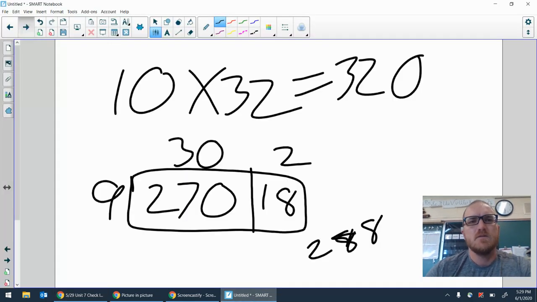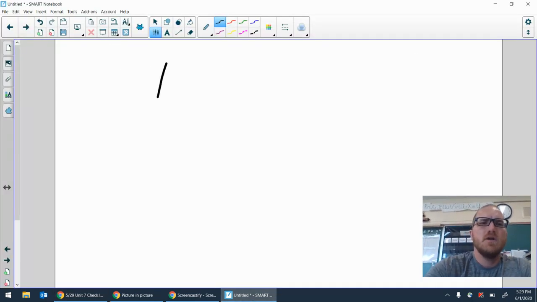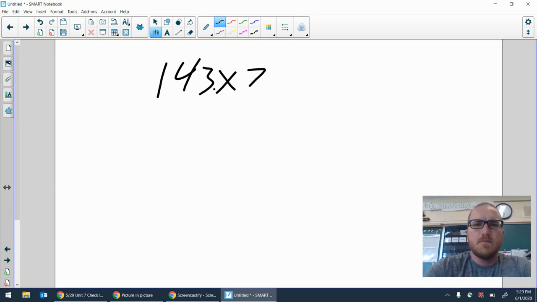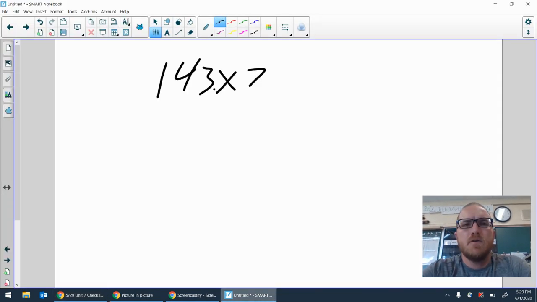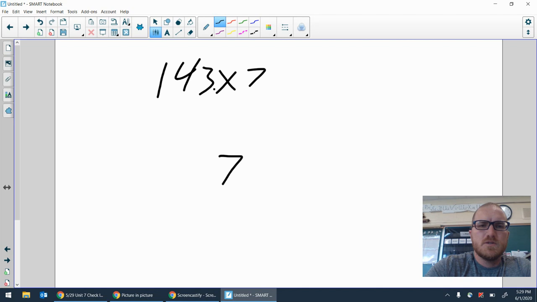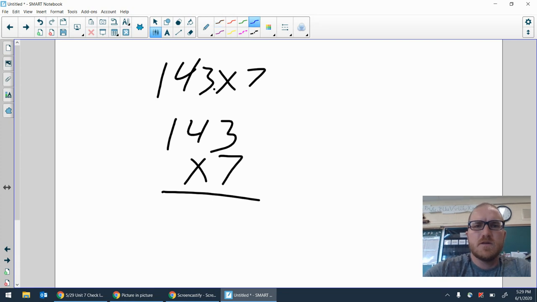So now looking at these, we said 143 times 7. Let me just double check. Yep. Okay. So a few different ways that we can do this. We could do our area model again and split it apart. Or since we were just working on algorithm the other day, I'm going to do that one for this. Let me change my color so I can show my thinking.